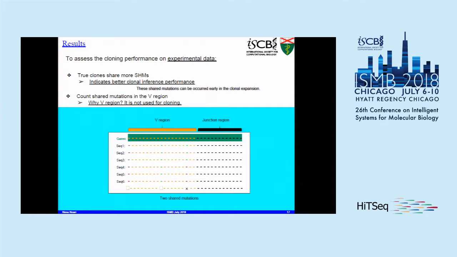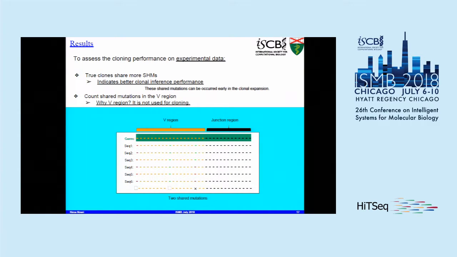Here I'm discussing what a shared mutation is. If I consider the first row as the germline, a shared mutation is a mutation that happens in all the sequences. For example, we have this one here and this one here. We have two shared mutations. It's supposed to be a check mark. And then here, for example, it's not a shared mutation. Some of the sequences have this mutation, and some of the sequences have a different mutation. So in total for this set of sequences, we have, for example, two shared mutations.